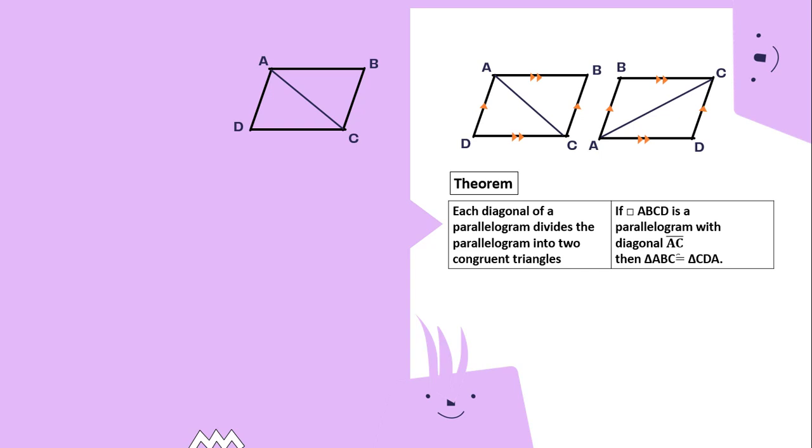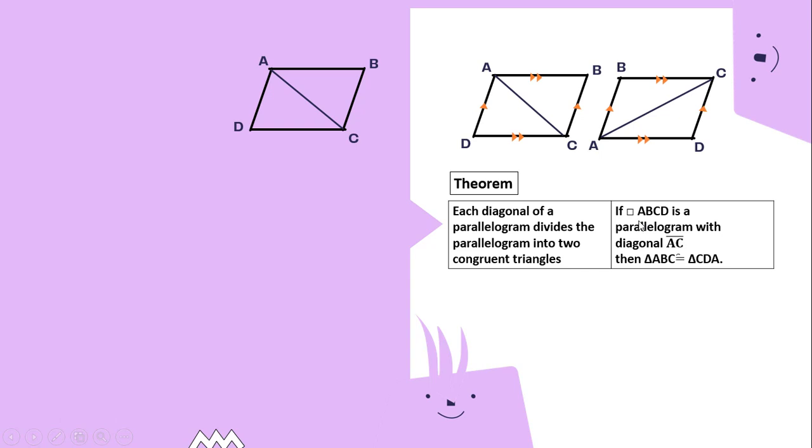So let's start. The number one theorem would be: each diagonal of a parallelogram divides the parallelogram into two congruent triangles. In this theorem, naintindihan natin that when we draw a diagonal line inside the quadrilateral or parallelogram, it divides it and nag-form tayo ng two congruent triangles. Pag sinabi natin two congruent triangles, dalawang magkamukha o magkaparehas na triangle, same size, same yung measurement ng triangles na yun, when we say congruent triangles.